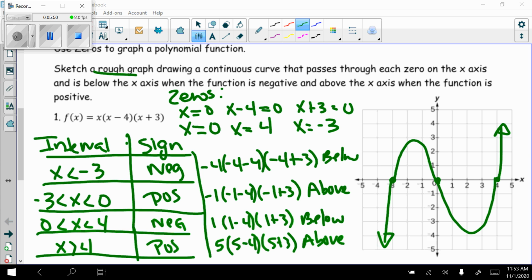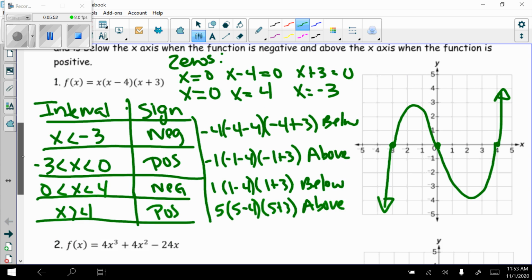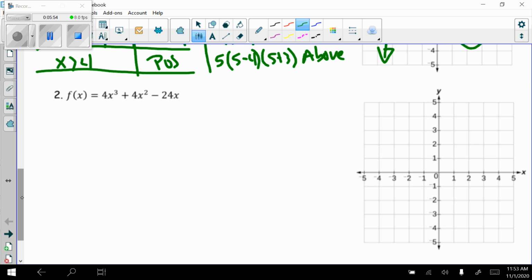Okay, so that was the first example. Let's do another one of those. So example number 2, f of x equals 4x cubed plus 4x squared minus 24x. Notice this one has not been factored for us, so the very first thing we must do is factor.